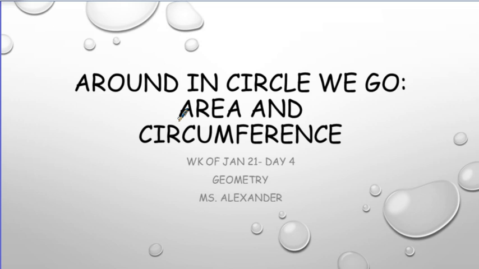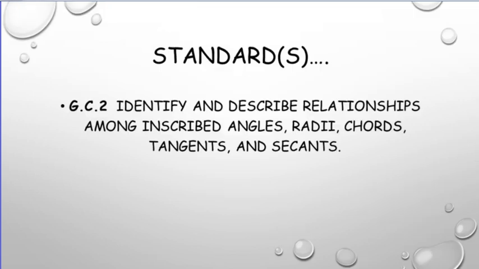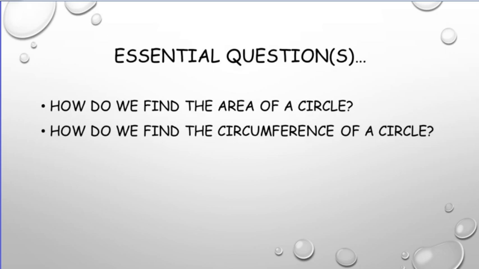Okay, so we're going to talk about the area and circumference of a circle now. So we're still dealing with the same standard where we identify and describe relationships among inscribed angles, radii, chords, tangents, and secants. So what we're going to talk about today is how do we find the area of a circle and how do we find the circumference of the circle.